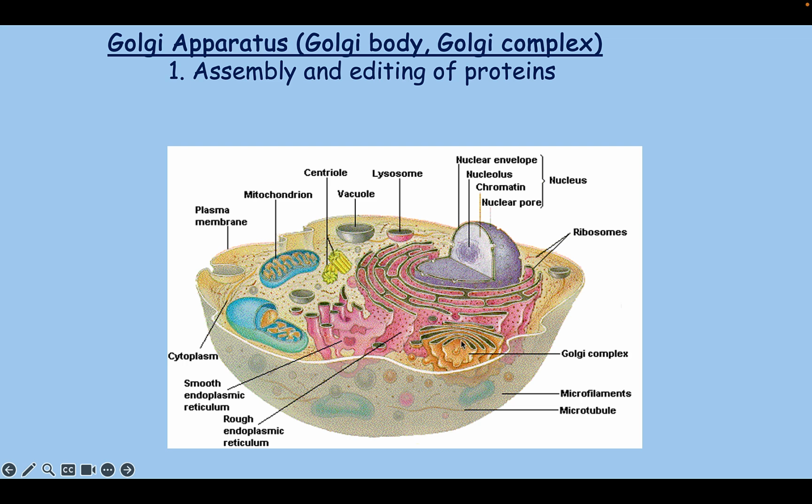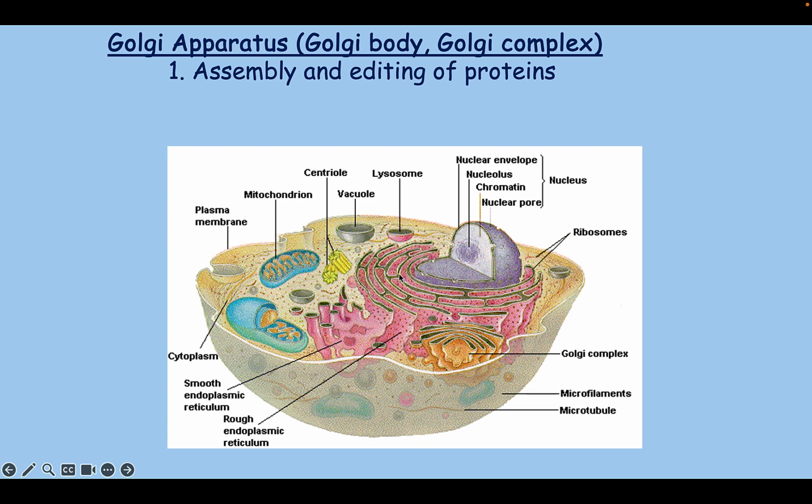And the Golgi apparatus is kind of like a stack of pancakes. And inside the Golgi apparatus, any changes that need to be made to the protein are done there. So maybe I need to add a sugar to a protein, or maybe I need to change its shape. That'll all be done inside of the Golgi apparatus or the Golgi body. Okay, so kind of as a take home, the Golgi apparatus is responsible for assembling and editing proteins.